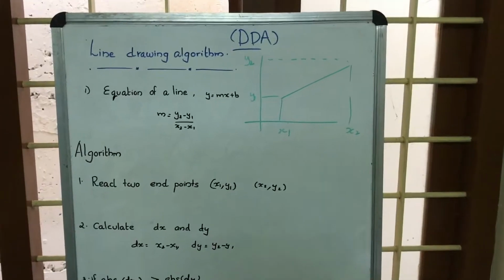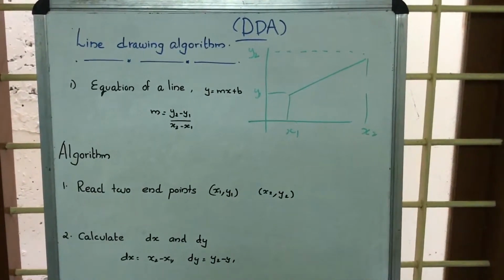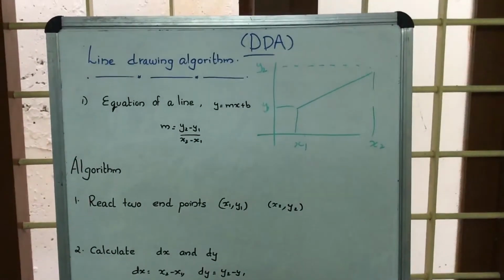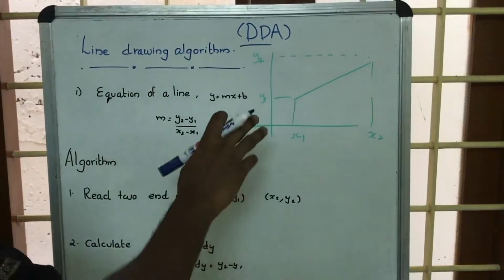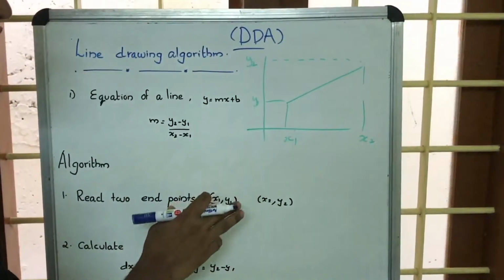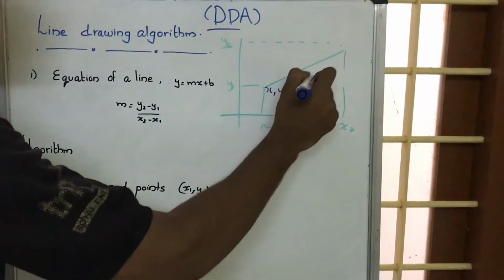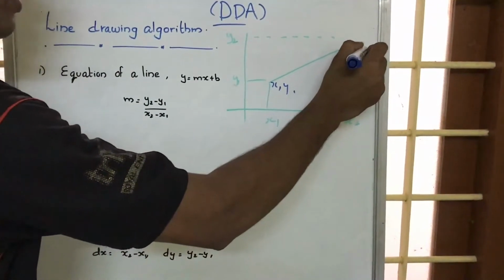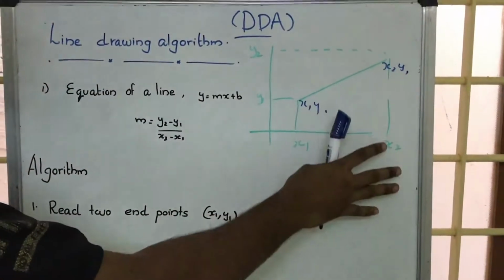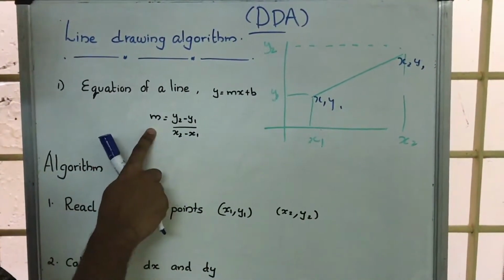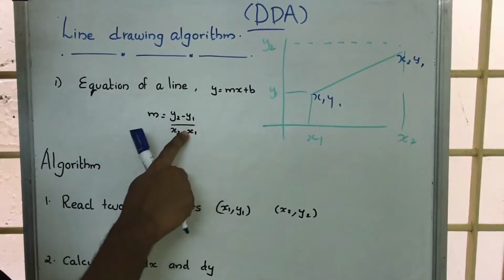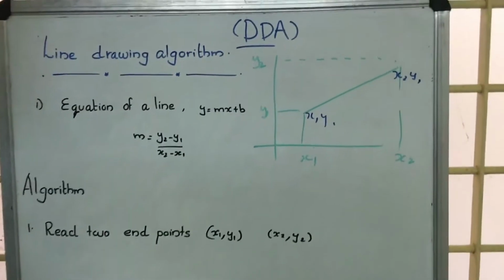Drawing algorithm. Here we are going to discuss digital differential analysis, or DDA. Suppose the line to be plotted has endpoints x1, y1 and x2, y2. If we draw the diagram, it will be somewhat like this, and the slope of this line will be y2 minus y1 by x2 minus x1.